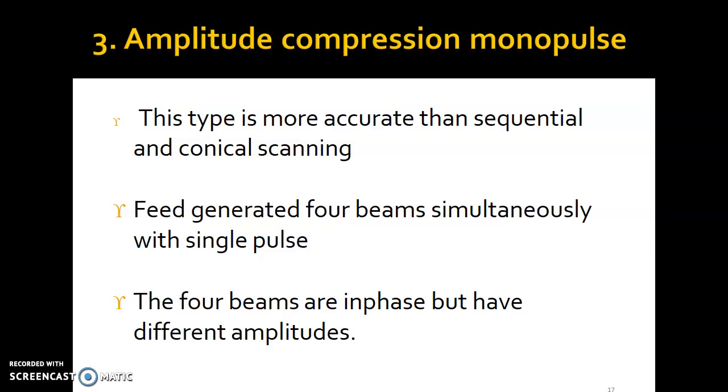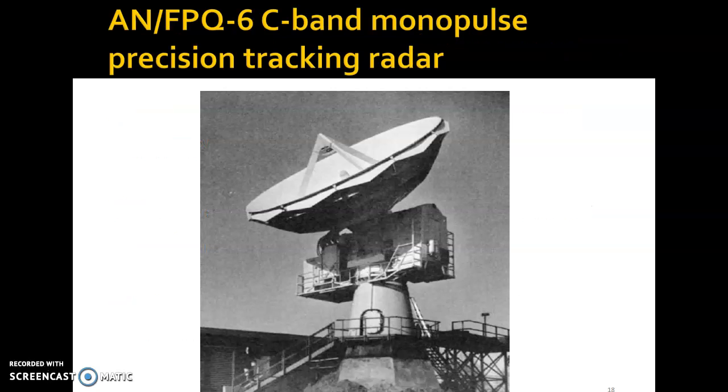So amplitude comparison monopulse. This is the third and last technique used for tracking of radar. This type is more accurate than sequential lobing. This is the most accurate kind of tracking technique. It is a feed in which we use 4 beams simultaneously with a single pulse. These 4 beams are transmitted simultaneously with a single pulse. The 4 beams are in phase, but the amplitude of each beam is different.